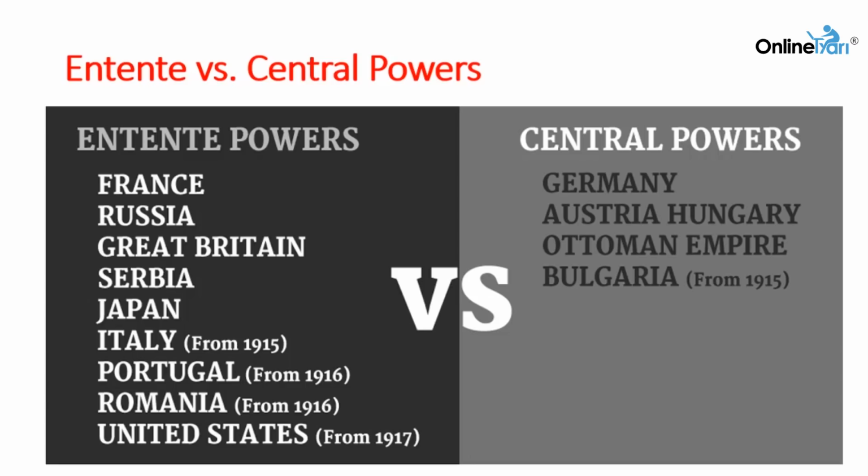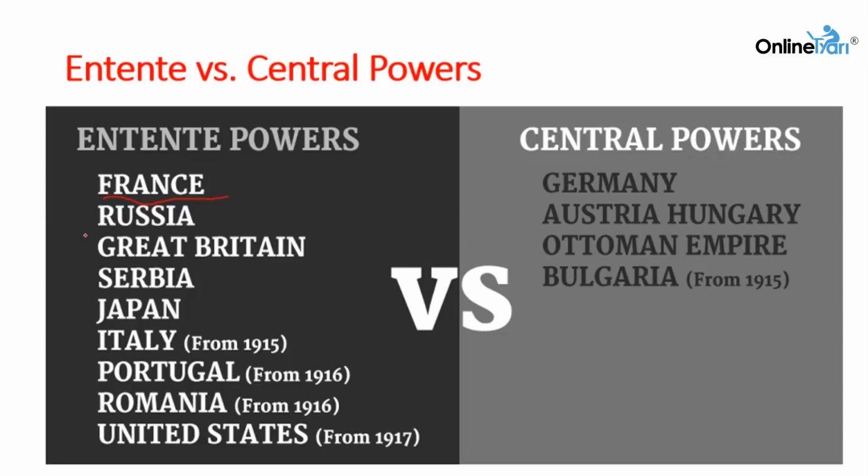Entente versus Central Powers. This was the basic configuration of that time, which countries were on which side. Here you can see the Entente powers consisted of France, Russia, Great Britain, Serbia, Japan, Italy, and other countries. We already know that Germany always wanted to attack and capture France. Since 1894 they had the Schlieffen plan.